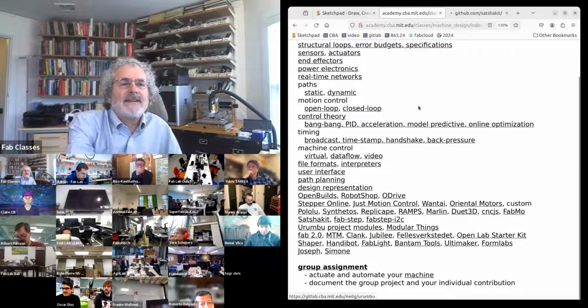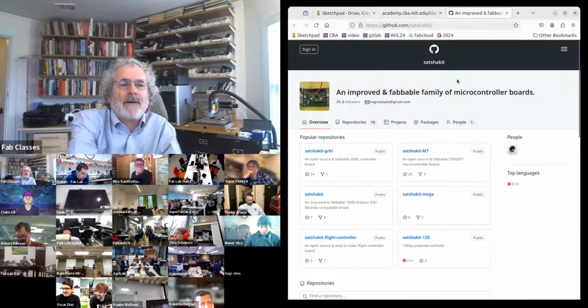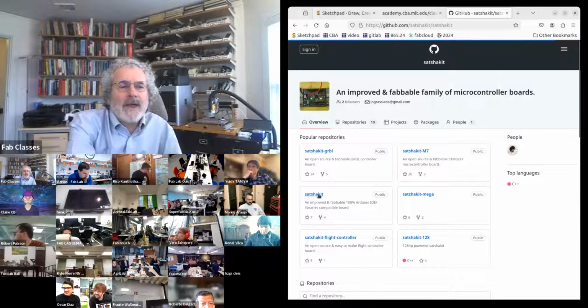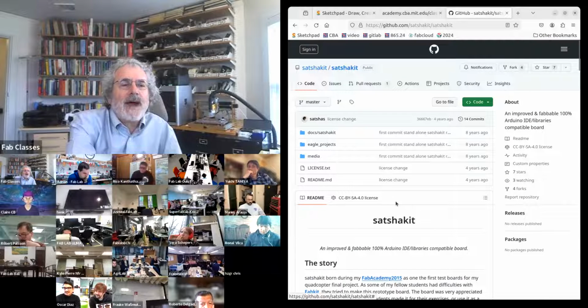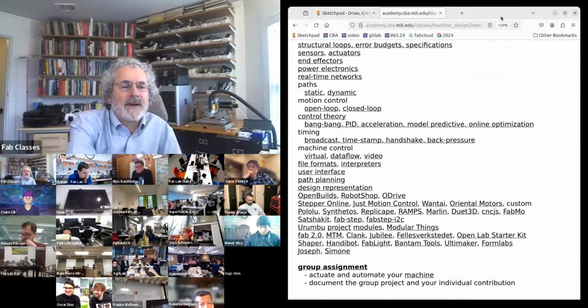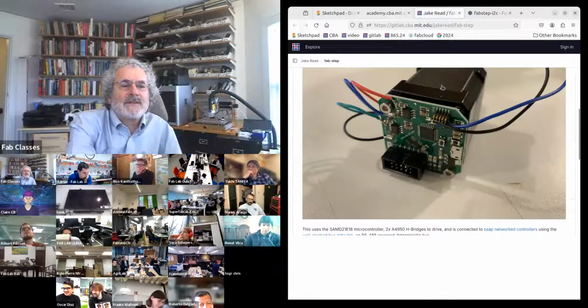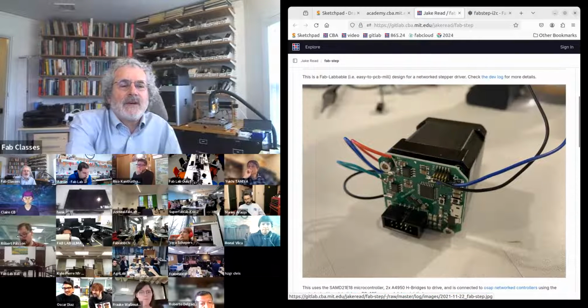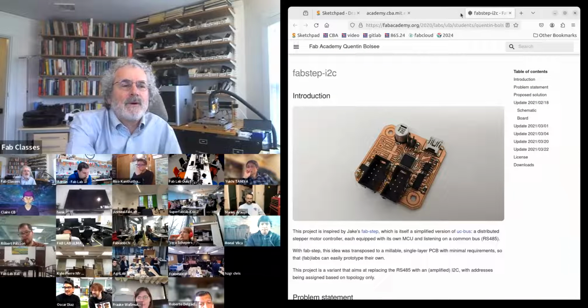Then Danielle, Fab Academy student turned instructor, turned machine builder, along the way developed a whole line of fabbable control boards designed to be produced in a fab lab. And so there have been multiple generations of, that was Danielle's, here's Jake's motor controller designed to be mounted on a motor. Here's a version Quentin did, all designed to be made in the fab lab.